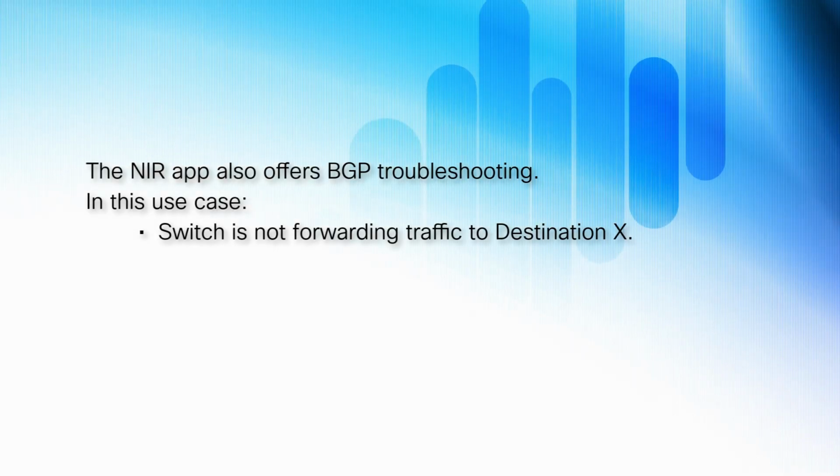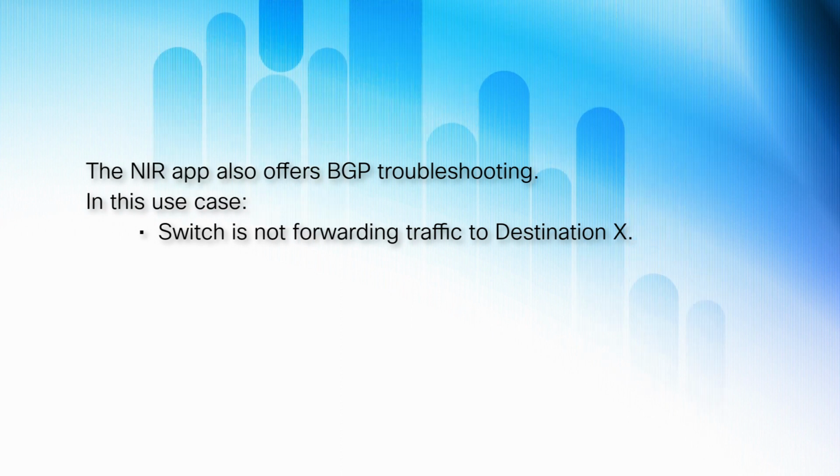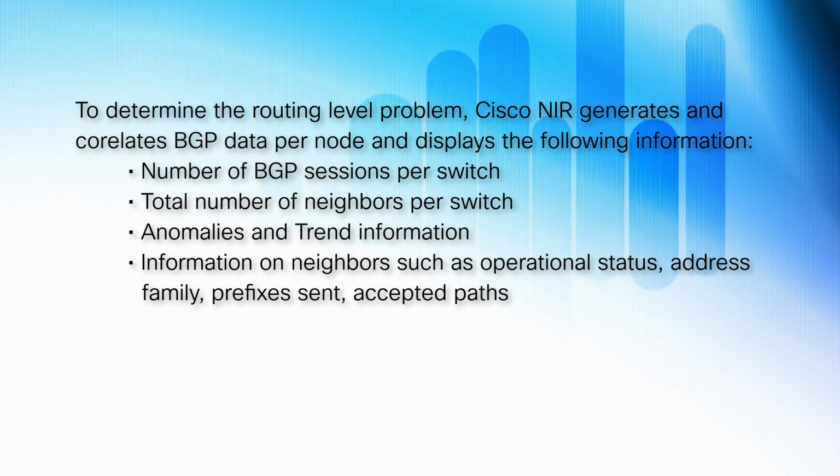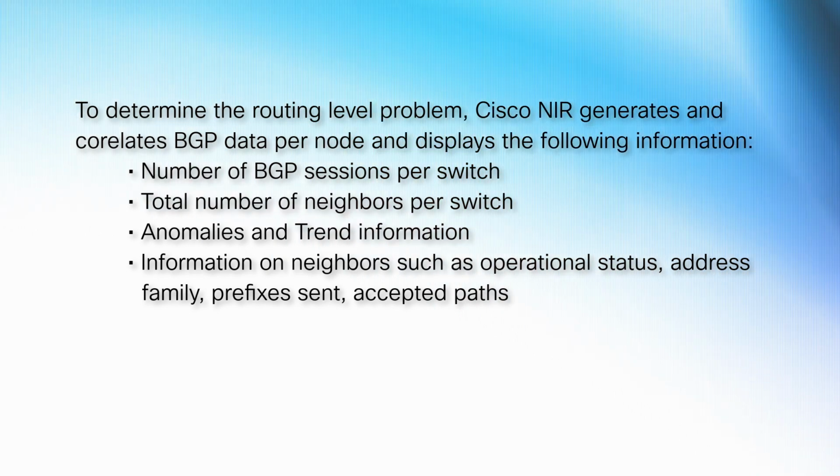This video demonstrates the following use case. To determine the routing level problem, Cisco NIR generates and correlates BGP data per node and displays the following information.